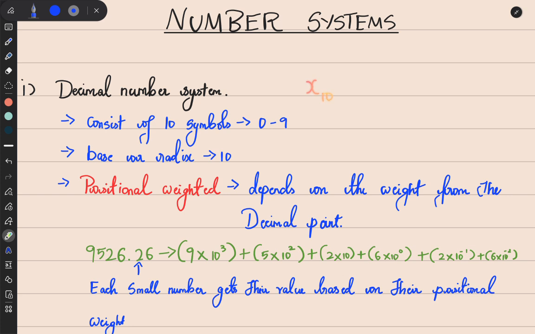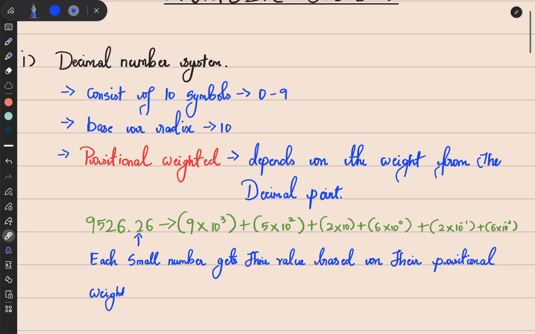That is, we can represent the decimal number system like this: some variable, represented by that 10. That 10 is there because the decimal number system has 10 symbols. Next, the decimal number system is positionally weighted. That means it depends on the weight from the decimal point.